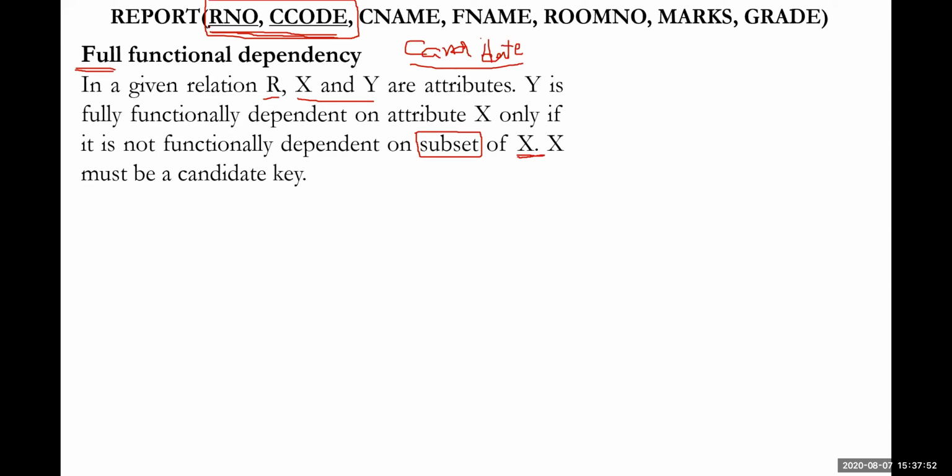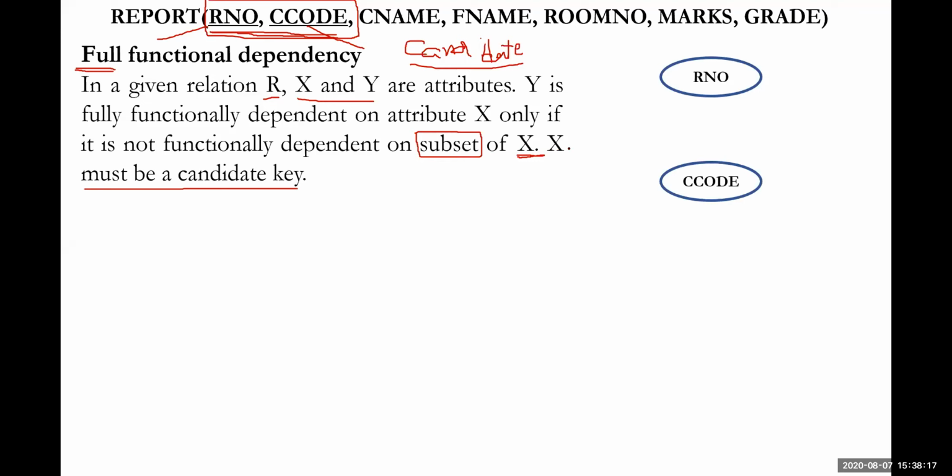Register number is one set of values, course code is another set of values. So a subset in the sense of only register number, another subset in the sense of only course code. If such a subset is taken into consideration, then it could not be fully functional. So X must be a candidate key. Look at this, this is the situation: register number and course code.